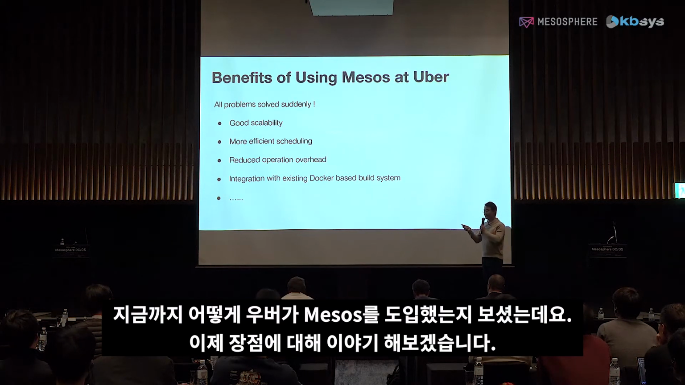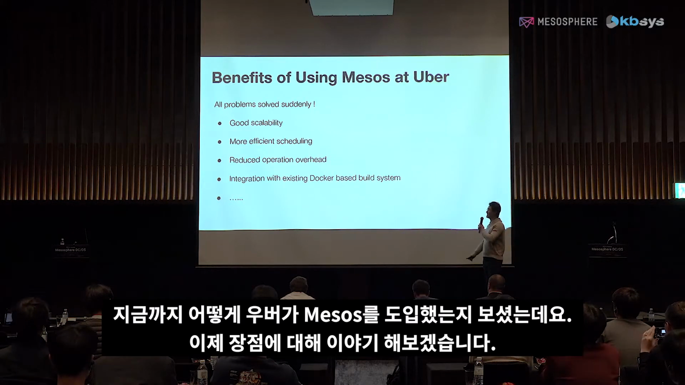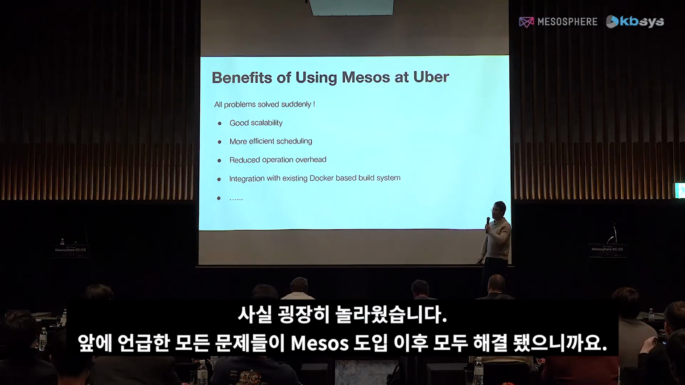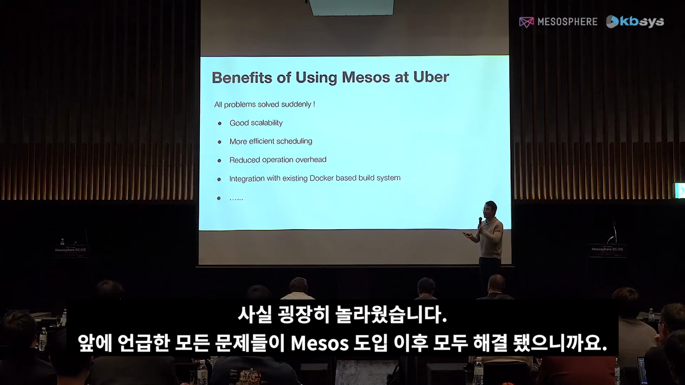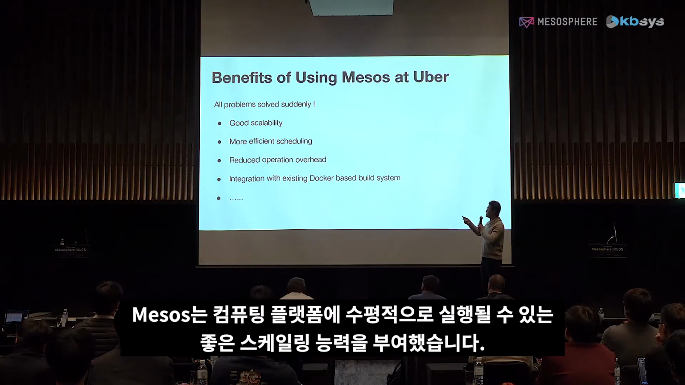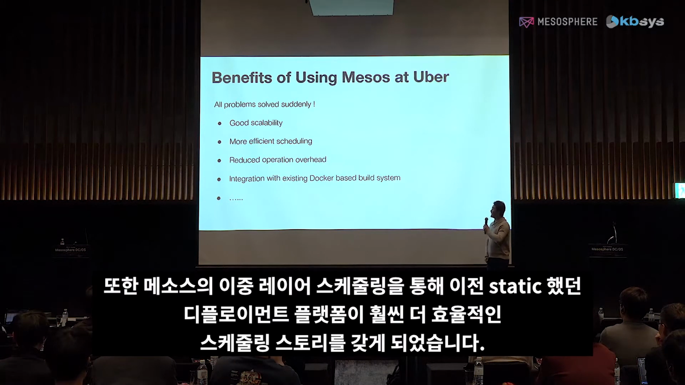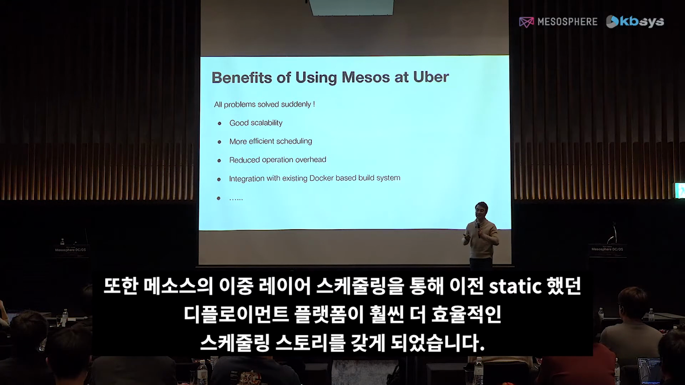So we already overlooked how Uber actually adopted Mesos. Let's talk about the benefits. It's quite surprising. After we adopted Mesos, suddenly all the problems we mentioned in the previous slides are solved. Essentially, Mesos gave us very good scalability to scale our compute platform horizontally. And also, because of the natural two-layer scheduling support in Mesos, we have a more efficient scheduling story compared with our previous pretty static deployment platform.